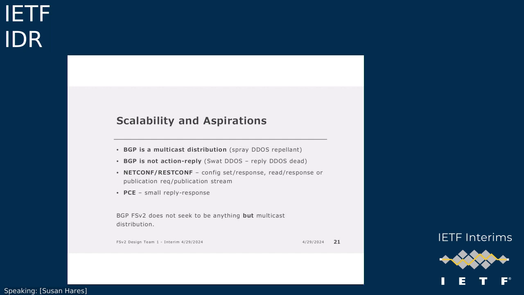BGP is a multicast distribution. You have a forwarding distribution through peers which send the flows. So you might think of that, if you have denial of service attacks like little bugs going through your network, that BGP is a spray repellent. You spray it everywhere and it covers things, and you just spray and hope it kills off all the bugs. And because it goes out there and gets installed quickly, the repellent really kills off the denial of service attacks. It is not a swat like you swat a fly or an insect with a piece of paper or something. It's not action reply. You don't swat and lift up your fly swatter and find that the denial of service is dead.